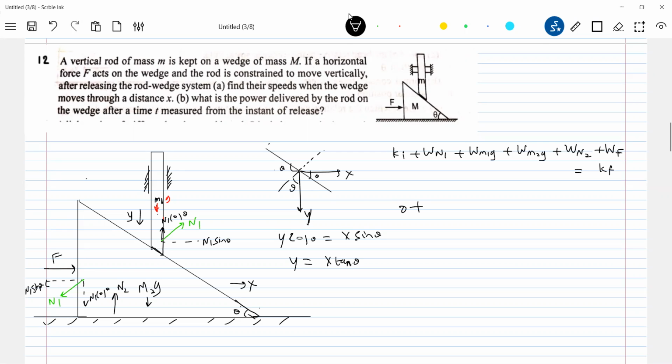On the rod, it does negative work: N1 cos theta into y. On the wedge, it does positive work, N1 sin theta into x, no? Why should N1 cos theta give negative work here?